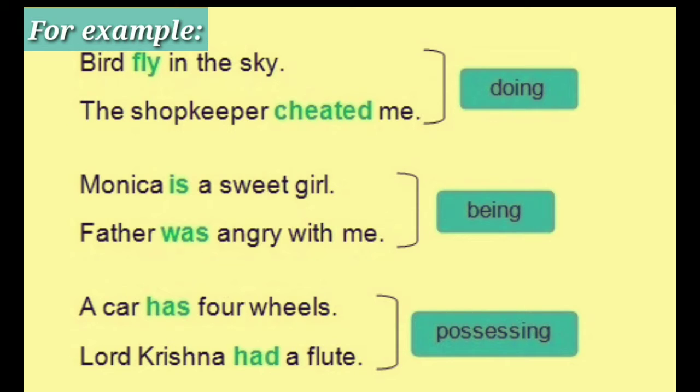Have shows possessing. Have, has, had. Will have, shall have are its various forms. Have and has refer to the present time and had refers to the past time. Will have and shall have refer to the future time.